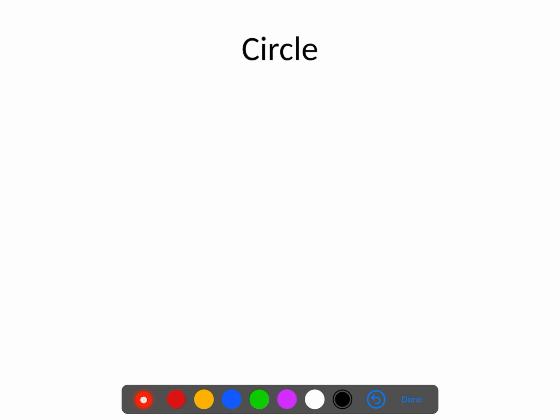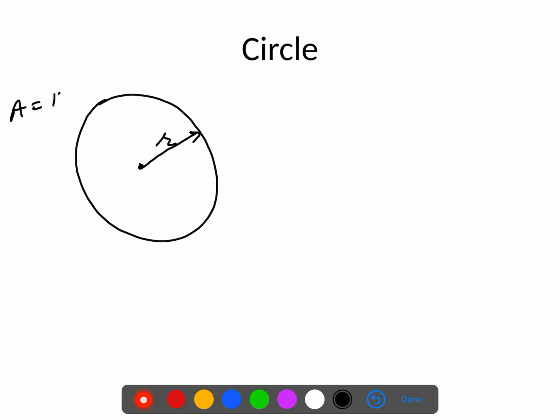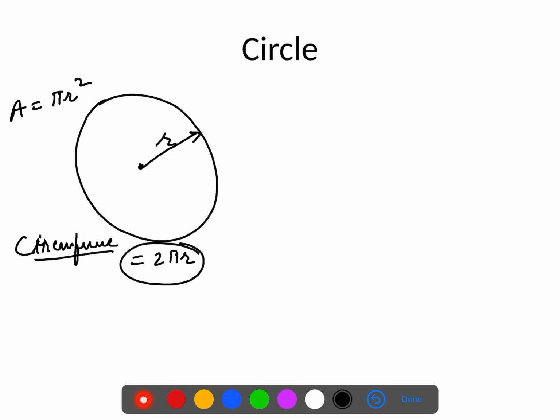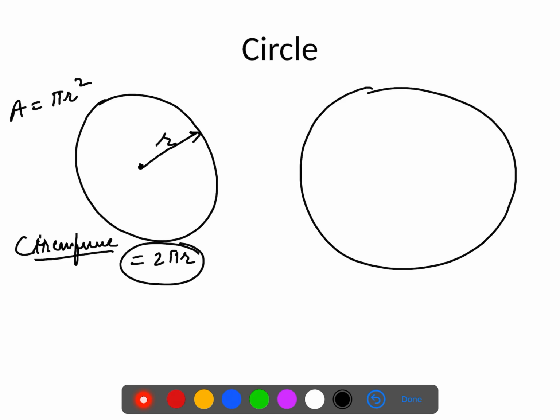Okay, let's see some basic concepts of circles also. In a circle, r is the radius, so area is pi r square, and circumference is 2 pi r. Okay, so that's how we calculate area and circumference. And there'll be one property, one rule that is used in circles.